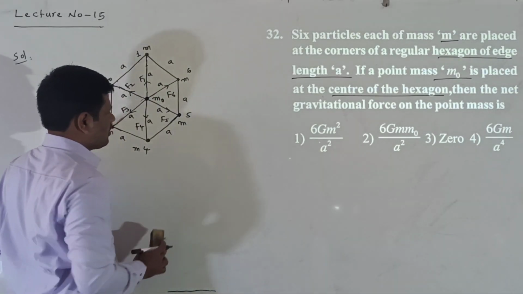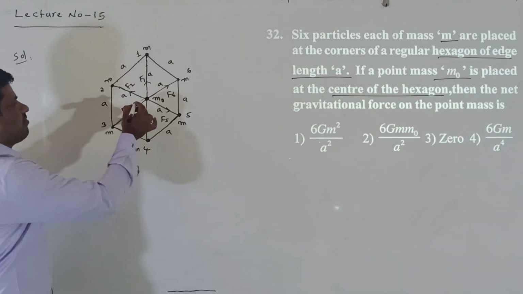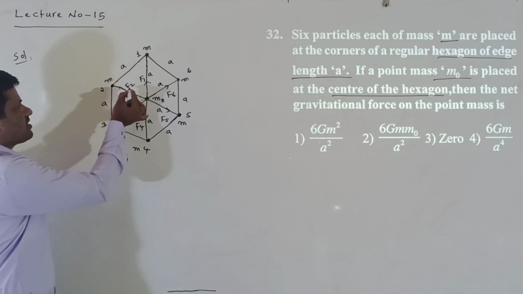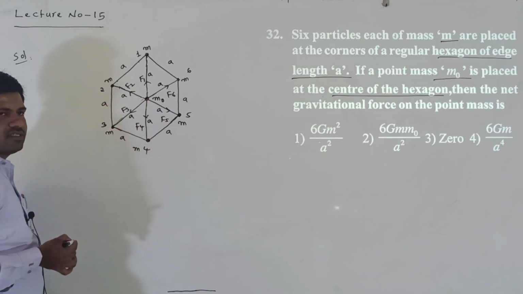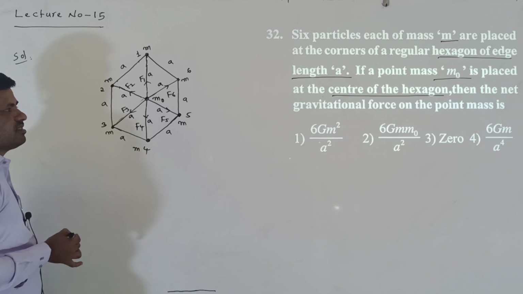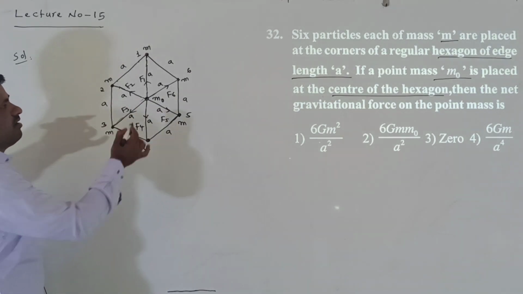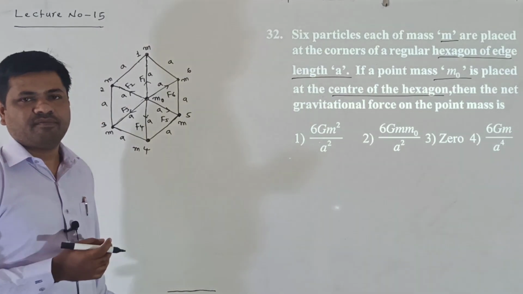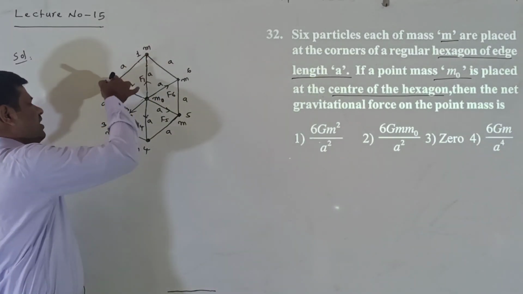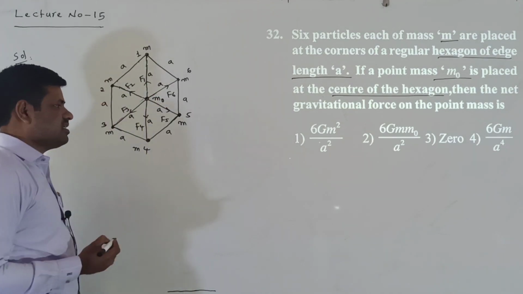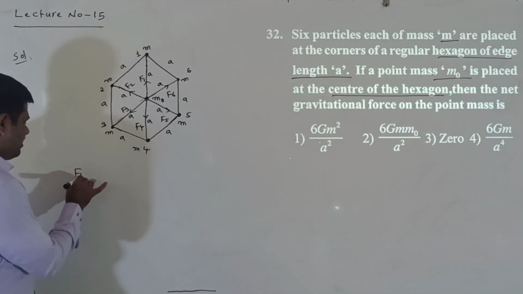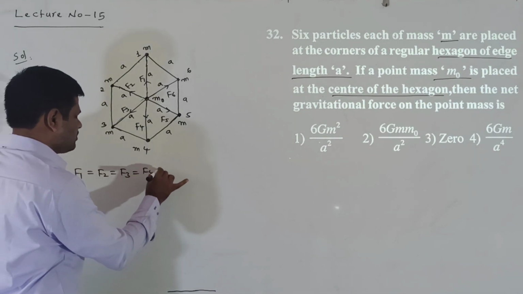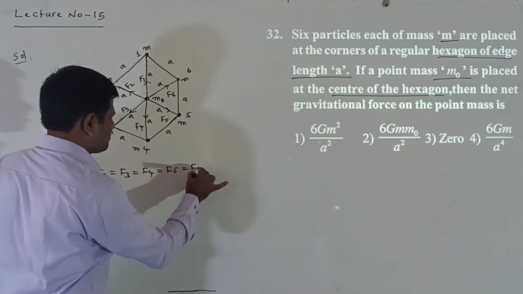Okay, right? First of all, see here, the distance between these two masses is A. Similarly, the distance between any two masses is the same, A. The mass is also the same, m. So that's the reason we are getting F1 equal to F2 equal to F3 equal to F4 equal to F5 equal to F6.